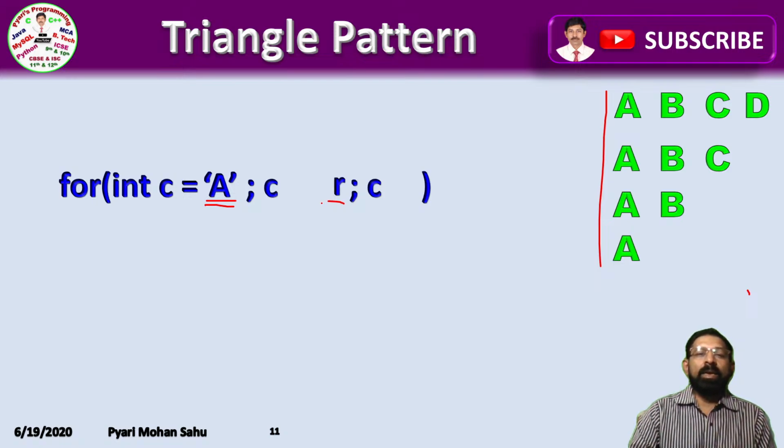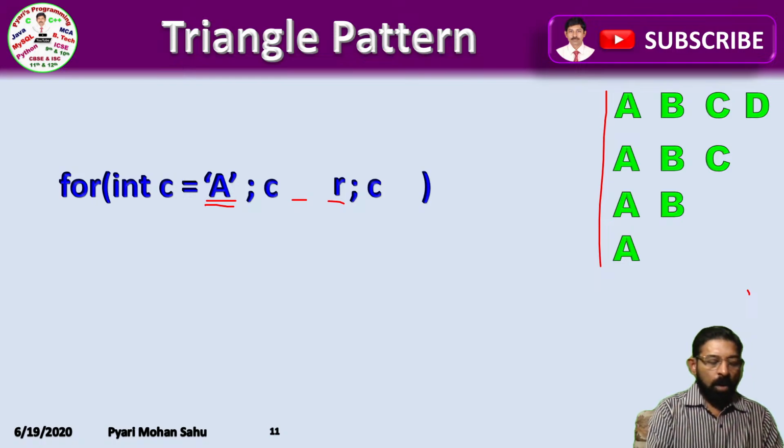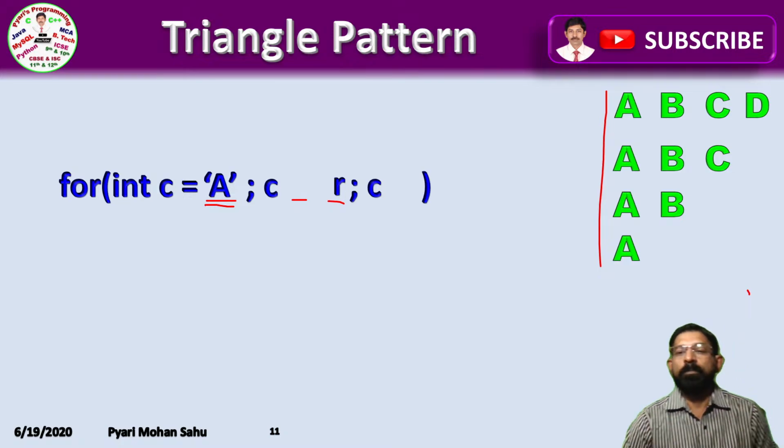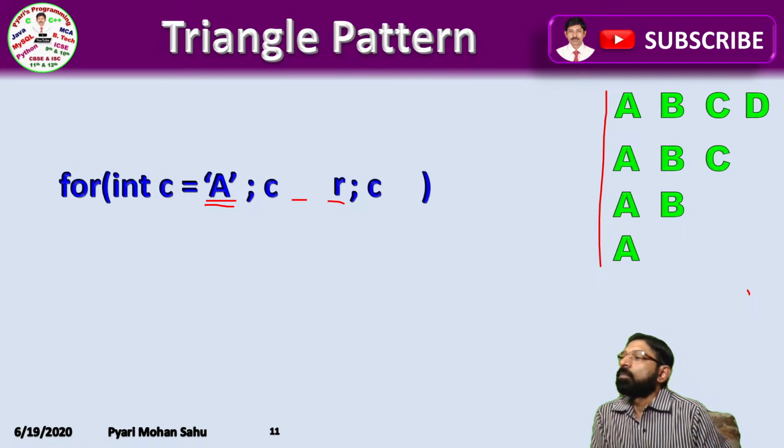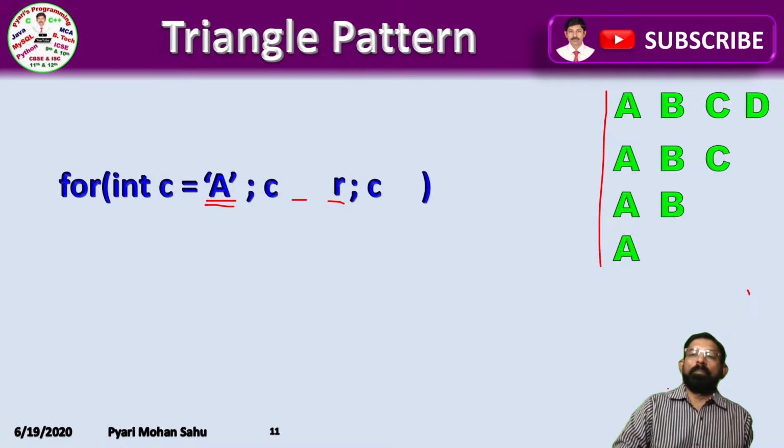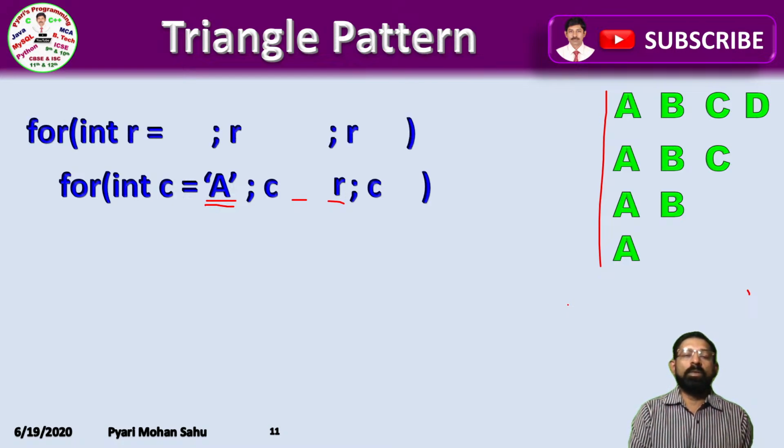Now decide whether it is less than or greater than R. Less than equals to, or greater than equals to R. It is less than or equal to R, because A is having less value than R. A, B, C, D. So it is less than equals to R.